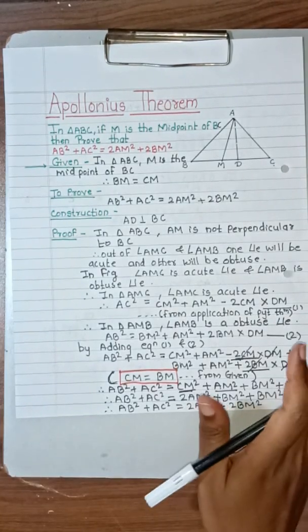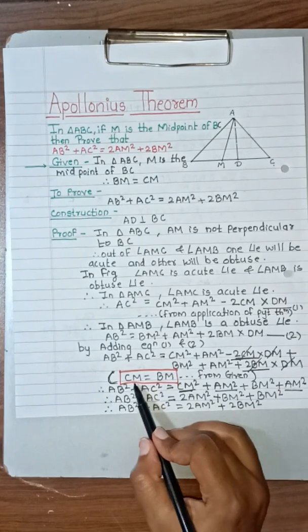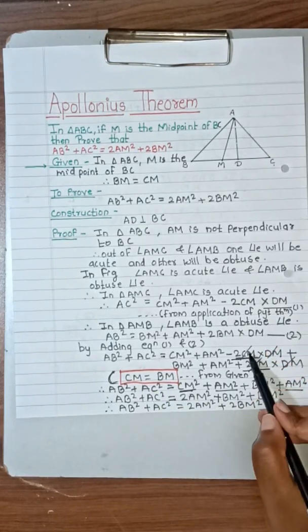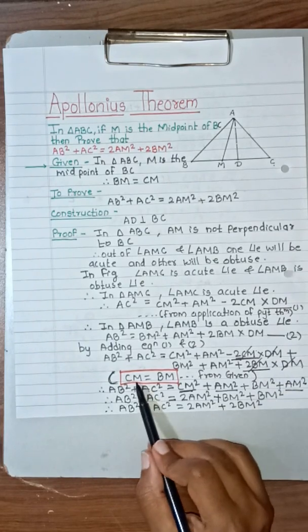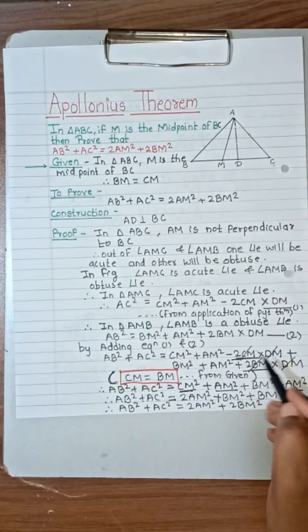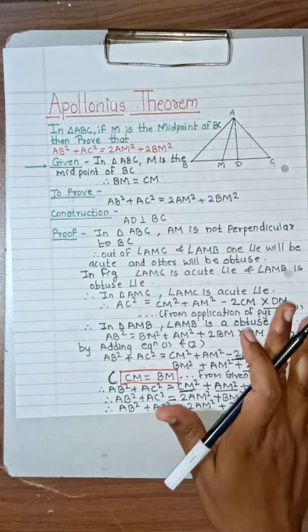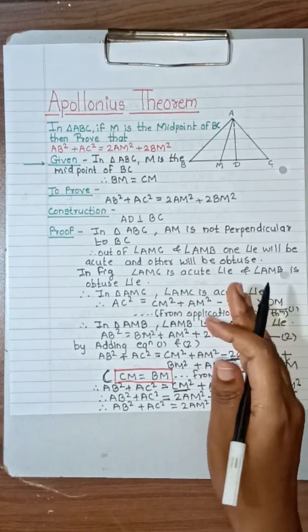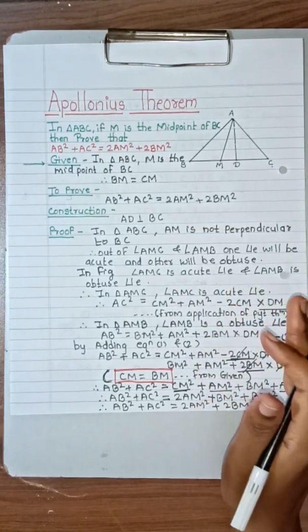It's very easy, you just have to replace the value of CM and BM. Children, as CM is equal to BM, instead of CM you have to put BM, and you will get the desired result. So this was the Apollonius theorem. Now in the next session we shall study practice set 2.2.